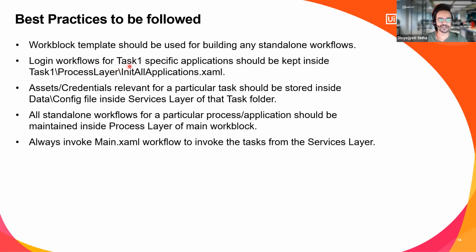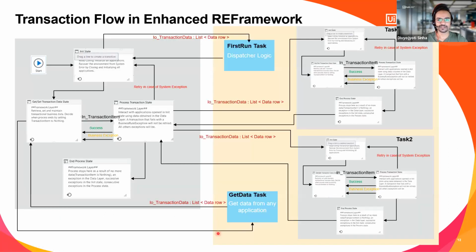In case of any exception, it is supposed to come back to the init state, right? So, for example, in this SAP subprocess, in case of any exception, you are supposed to go back to the init block. And in that case, you have already closed that application due to the system exception, so you need to log in once again. For that reason, you need to put that login XAML file inside this init block, right?